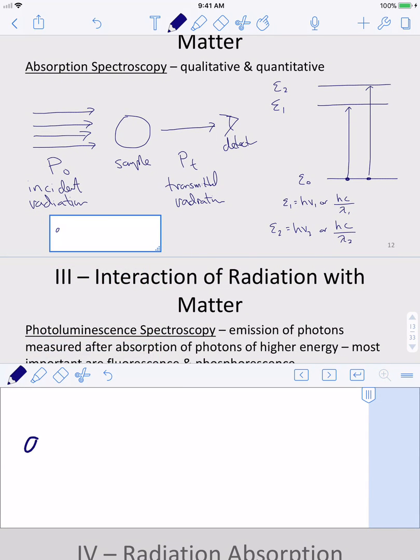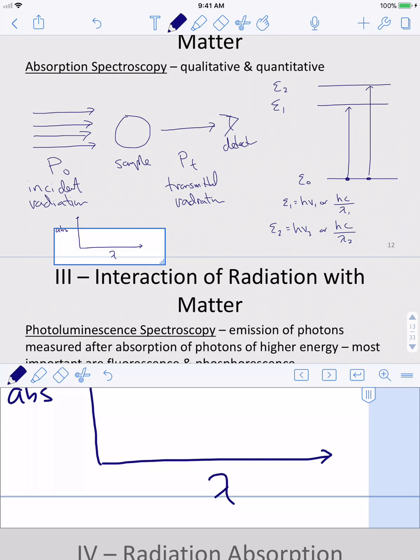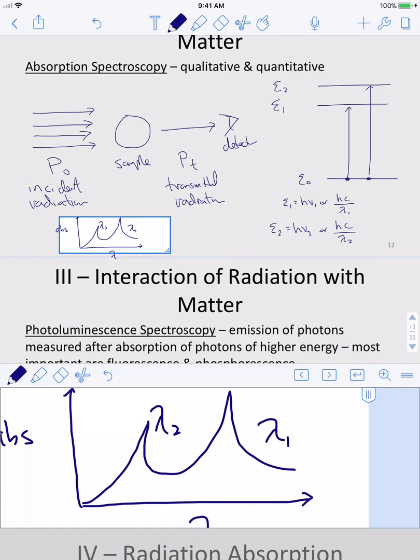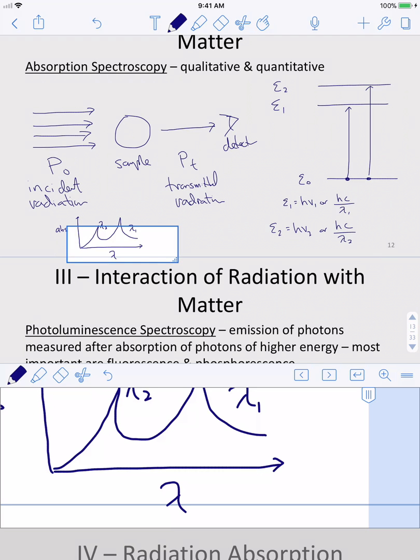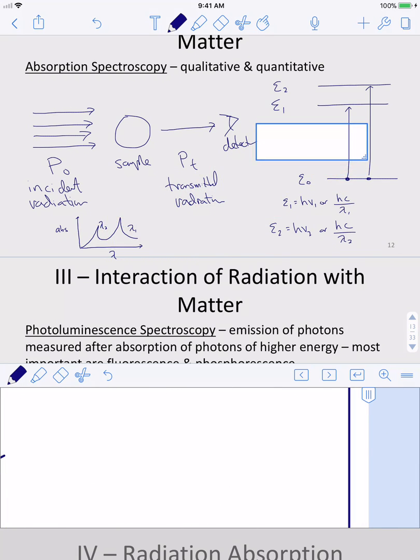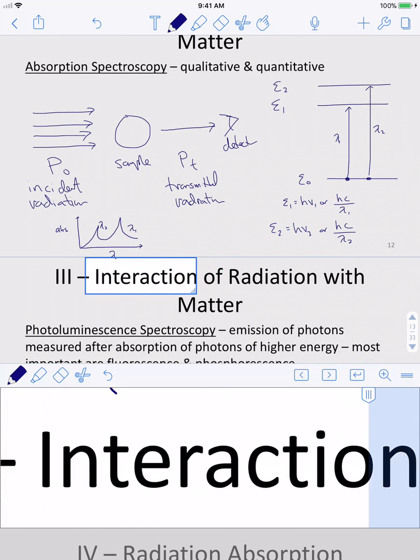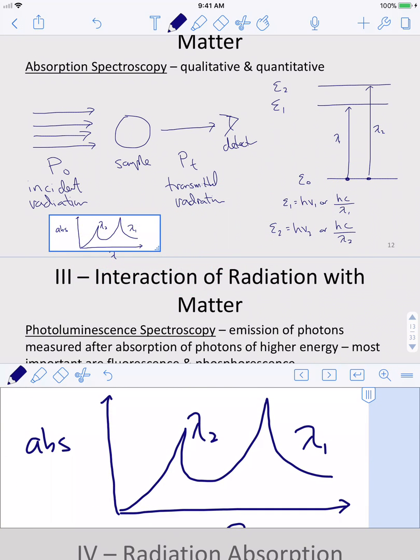Okay, so we could have absorbance here on the y-axis, and we have wavelength here, and if we look at the amount of light absorbed, we would get two peaks here, which might look something like this, where this is lambda 2 and this is lambda 1. So lambda 1 is higher in wavelength, which means lower in energy, so that would be equivalent to lambda 1 up here, and this would be lambda 2. Higher energy, lower wavelength. So we get two absorption peaks.